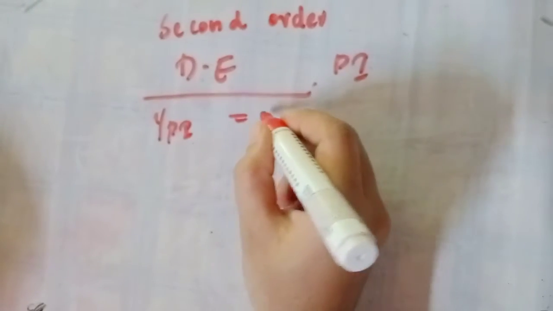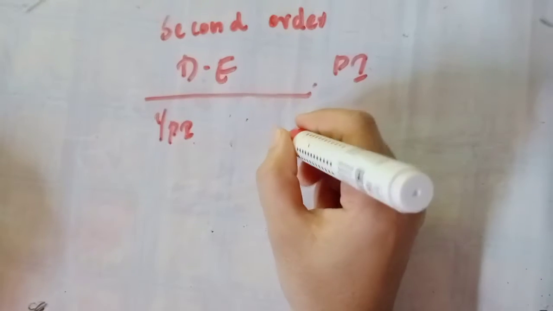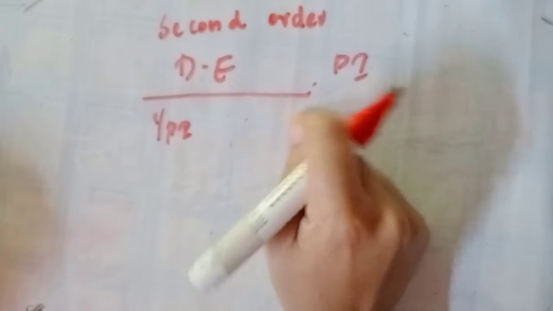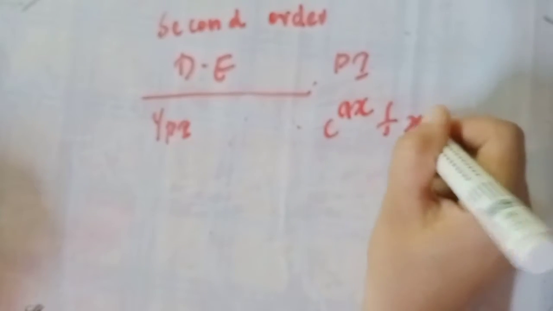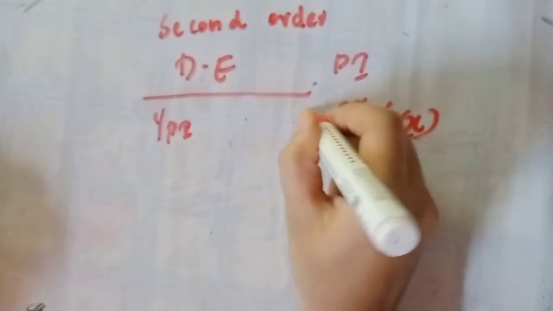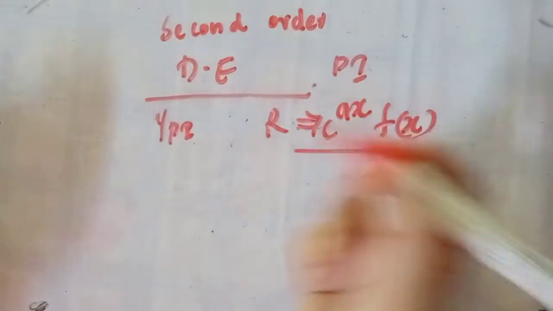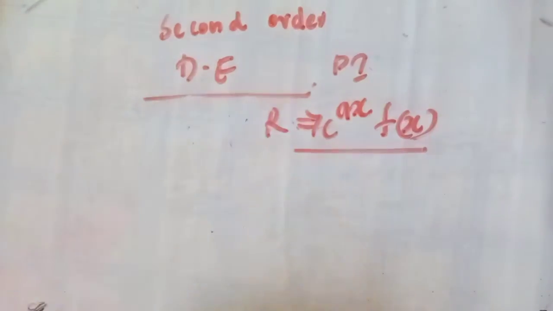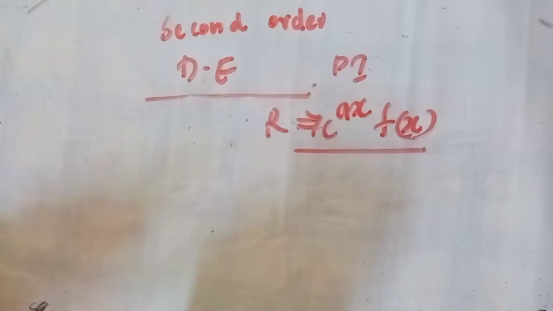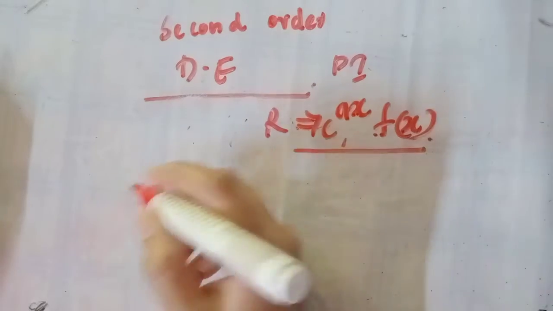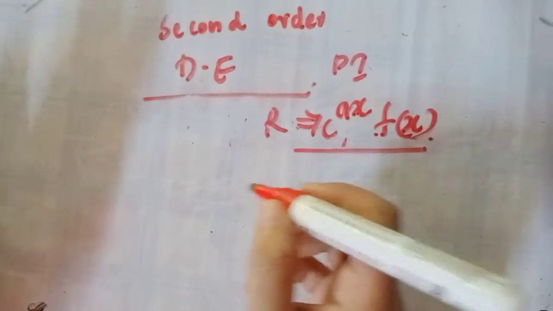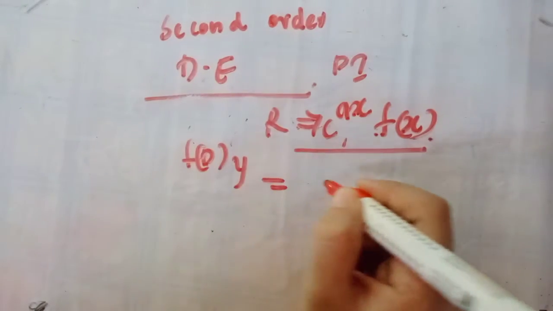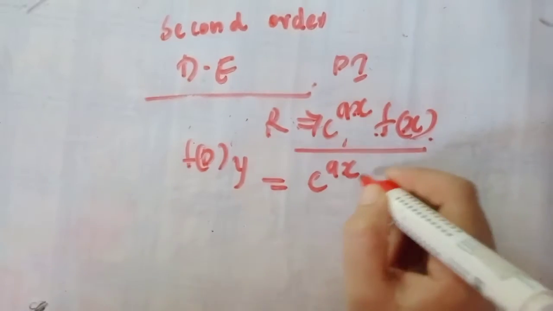For a non-homogeneous equation, the right hand side is e raised to ax into f of x. This is the type 3 situation, a non-homogeneous equation in which the right hand side is not equal to 0. The right hand side is an exponential function into a function, that is f of D y is equal to e raised to ax f of x.